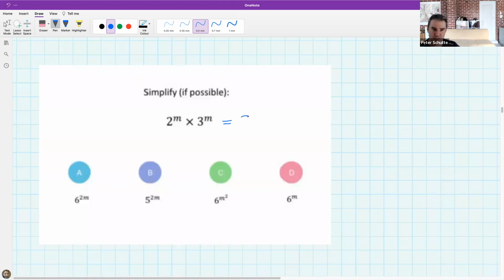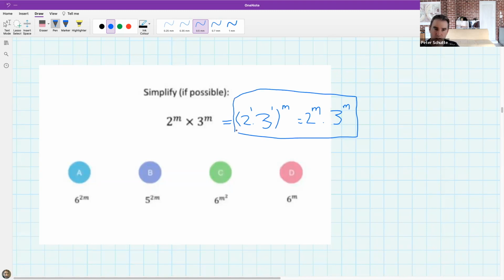Would it help you if I do this? Okay, so pretend if I had to ask you to expand that, can you see how that would be 2 to the m times 3 to the m? Give me a thumbs up if you understand this bit. This is law 3 because you're applying the exponent outside, inside. But now that might give you a little bit of a hint as to what the correct answer is going to be.